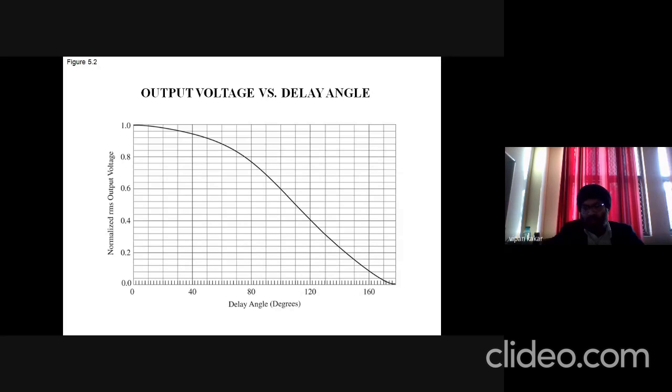At angle 0, it is as good as a diode circuit, so we can have a maximum voltage at the output. And if we want to decrease the output voltage for regulation, we can change the firing angle, or we can increase the firing angle.